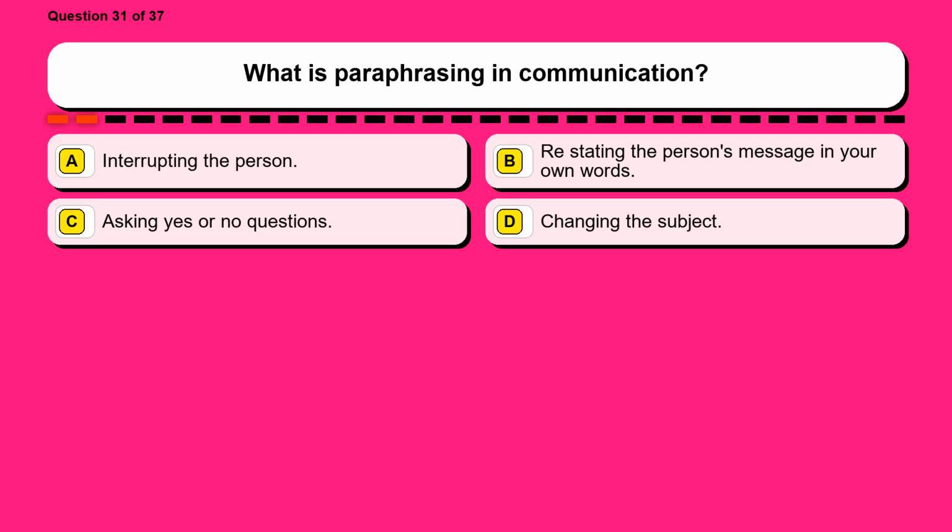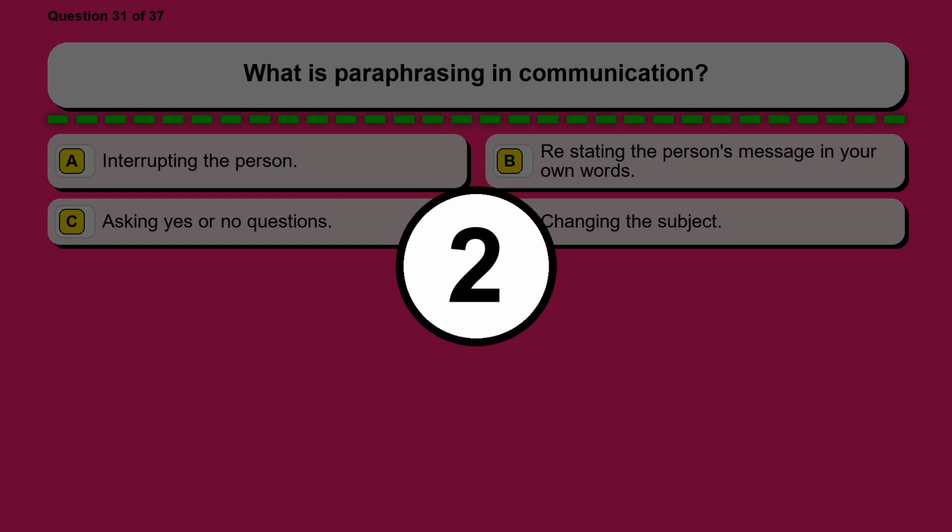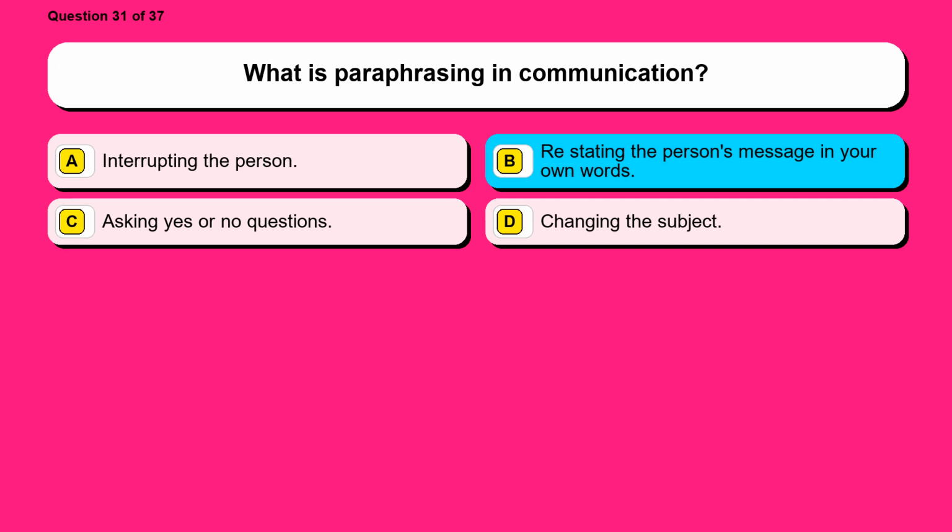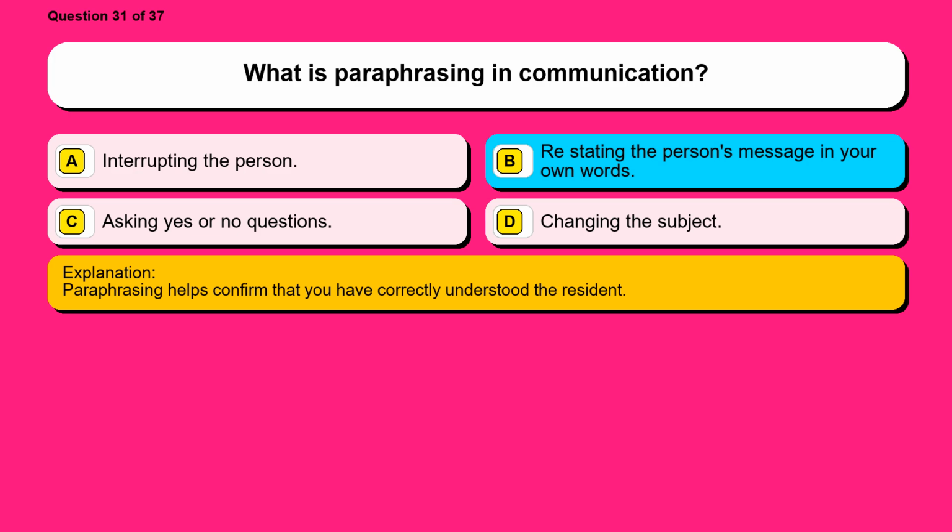Question 31. What is paraphrasing in communication? Option A. Interrupting the person. Option B. Restating the person's message in your own words. Option C. Asking yes or no questions. Option D. Changing the subject. The correct answer is option B. Restating the person's message in your own words. Paraphrasing helps confirm that you have correctly understood the resident.